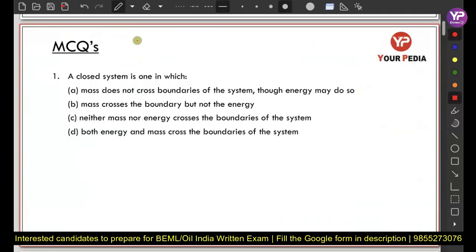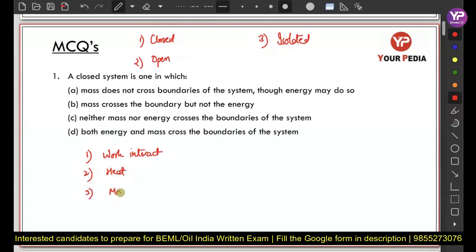Like I have told you, thermodynamics deals with the energy interaction, and here we have different types of system. The first one is the closed system, then we have an open system, and then we have an isolated system here. In all the systems the main thing is the energy interaction. Now the energy interaction can take place in 3 different ways. Either the work interaction can take place, or the heat interaction can take place, or the mass interaction can take place. So due to these 3 interactions, the properties of the system may get changed, or we can say the energy of the system keeps on changing here.